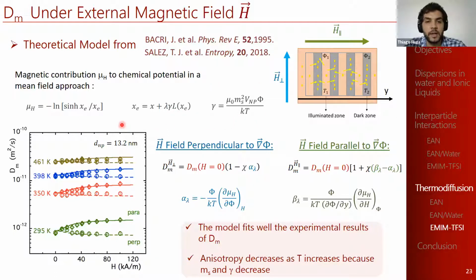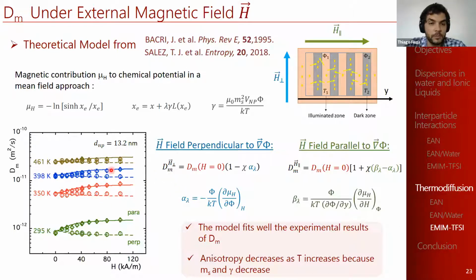So in order to perform this fit, we will fit two values, the diffusion coefficient at zero field and the nanoparticle diameter. As you can see here, the field perpendicular to the concentration gradient has a term alpha, which is a function of the derivative of the chemical potential as a function of phi, and it will reduce the final value of DM. In opposition, the field parallel to the concentration gradient will have an additional term beta that is due to the fact that in this system we have inhomogeneities of the concentration in the Maxwell equations. So we can see here that it actually increases the final DM.